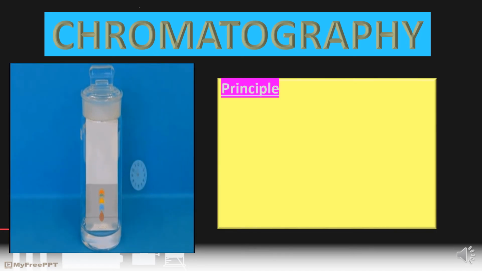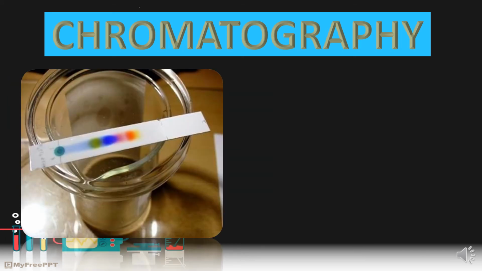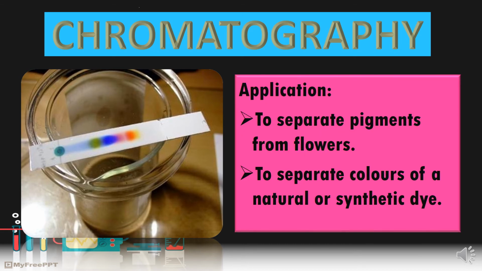And the basic principle of this technique is that when a mixture of colored substances in a suitable solvent is allowed to rise on a chromatographic paper, the components get separated due to difference in solubility in the same solvent. In this way, the chromatograph shows various colors at different heights. And this method can be applied to separate pigments from flowers, and to separate colors of a natural or synthetic dye.